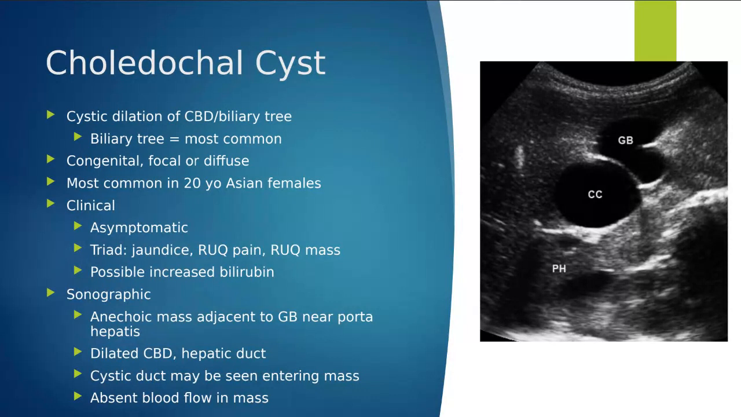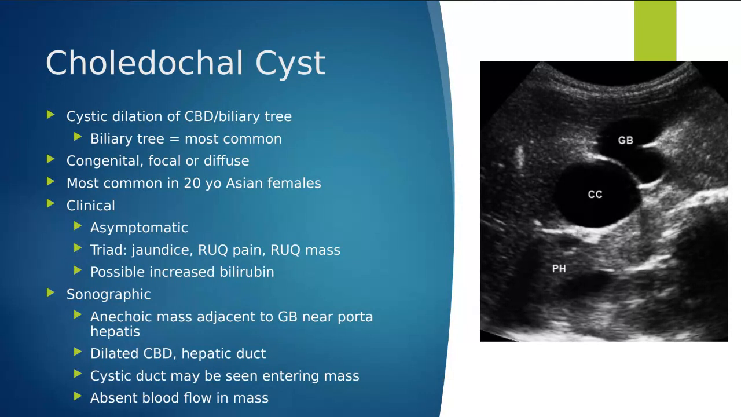It's going to be most common in younger Asian females. Clinically, they're going to be asymptomatic. We could see a clinical triad of jaundice, right upper quadrant pain, and a right upper quadrant mass, depending on the location and the size of this choledochal cyst. We also could see the patient presenting with increased bilirubin levels.